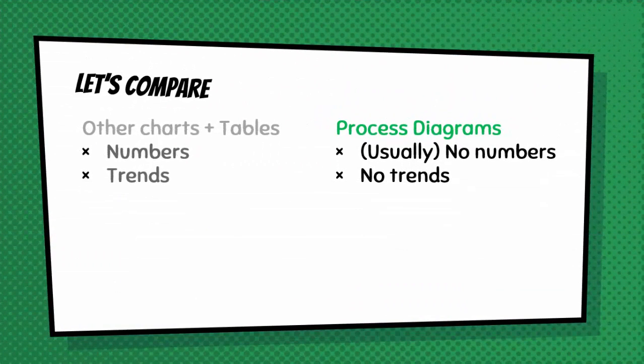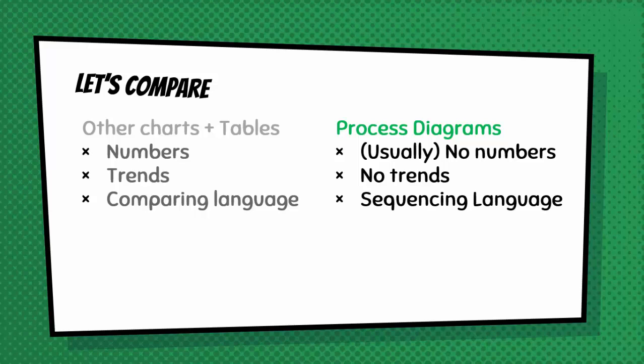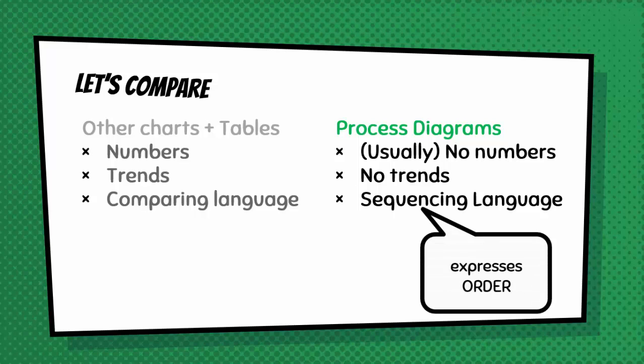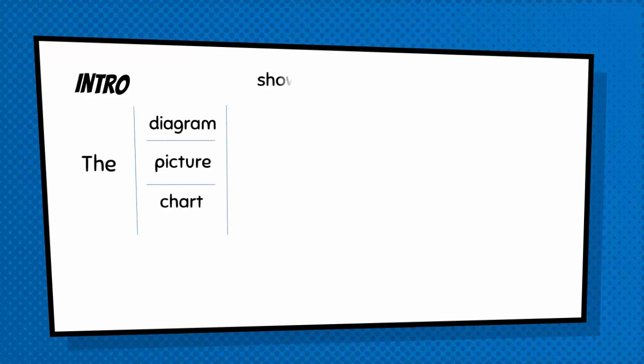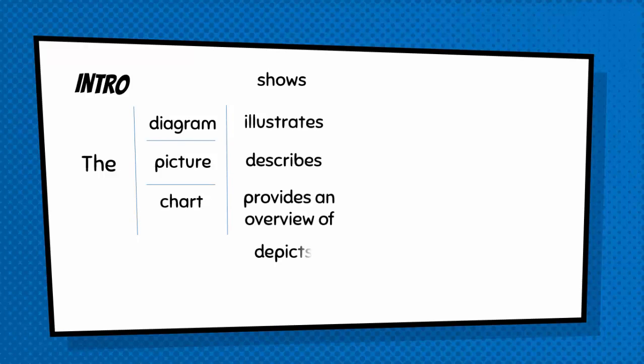One other thing to look at is the language for process description. First up, sequencing language. This is where being organized comes in handy. Sequencing language basically comprises phrases and expressions of order. Here are some pretty useful ones I've gathered for you, and I suggest taking screenshots of them for later revision.